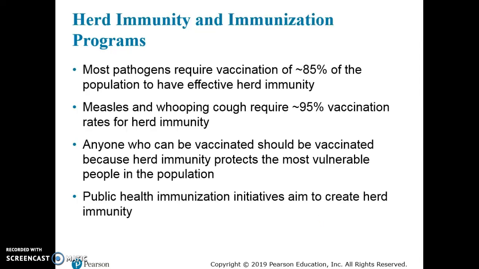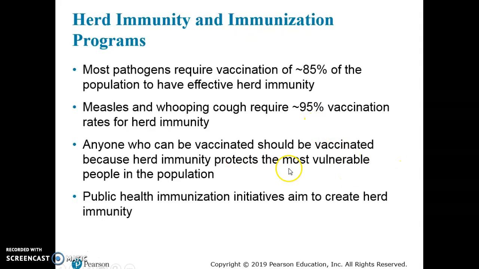Most pathogens require vaccination of approximately 85% of the population to have effective herd immunity, but it really does depend on the microbe. Measles and whooping cough require 95% vaccination rates for herd immunity to be effective. If you're watching the news, you'll know that measles is a major issue right now. Why is that? Because quite a bit of the population is not vaccinated. In one of the counties in Washington last month that made the news, it was estimated that only about 25% of the people in that county were vaccinated, well below that 95% rate.